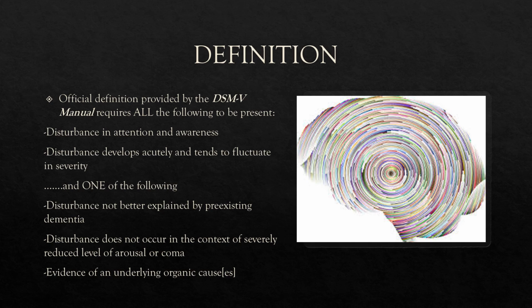The definition of delirium comes from the DSM-5 manual. According to the DSM-5 manual, the patient must display both a disturbance in attention and awareness, and this disturbance needs to develop acutely and fluctuate in severity. In addition to these two criteria, the patient needs to display one of the following. The disturbance cannot be explained by a pre-existing dementia. The disturbance does not occur in the context of coma or reduced level of arousal, or there is evidence of an underlying organic cause.